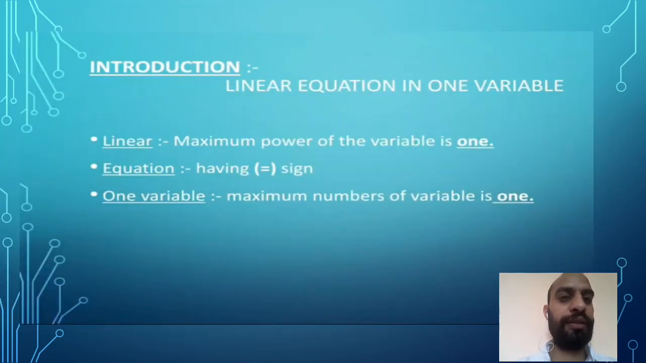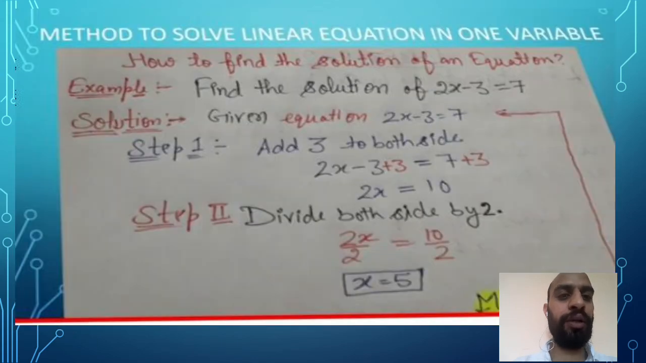That is linear equation in one variable. So linear means the maximum power of the variable is 1. Equation means having an equality sign, and one variable means the maximum number of variables is 1. This is the definition of a linear equation. So how to solve a linear equation? This is a very important topic, how to solve.